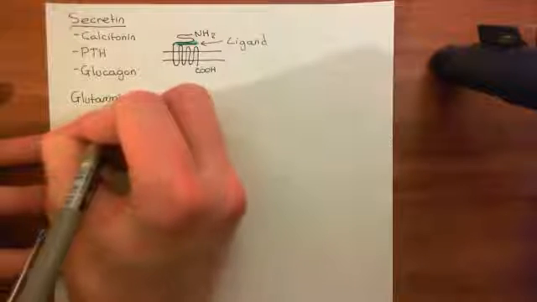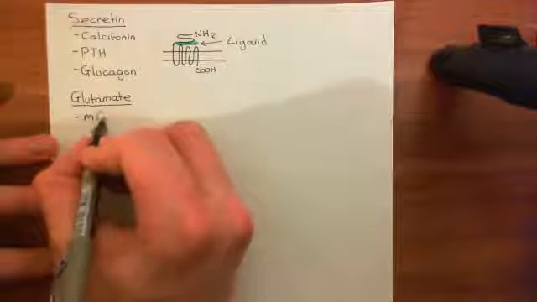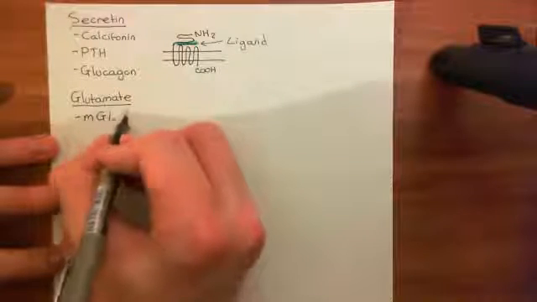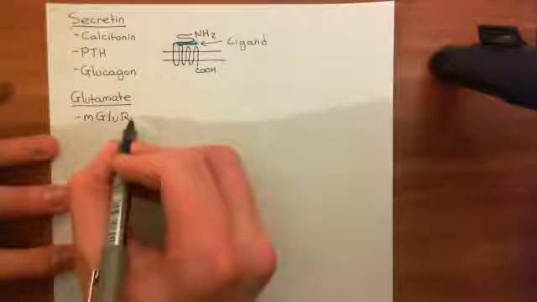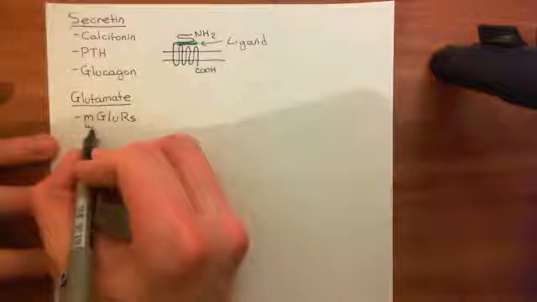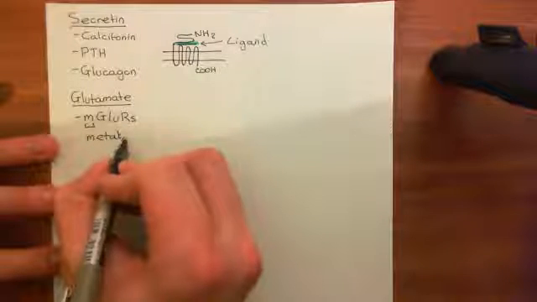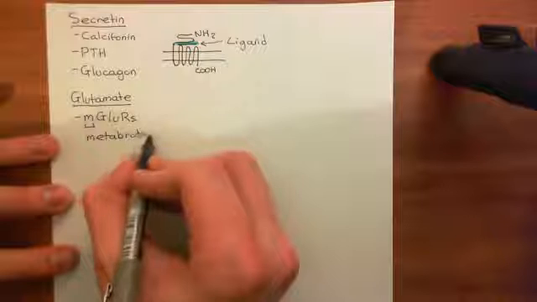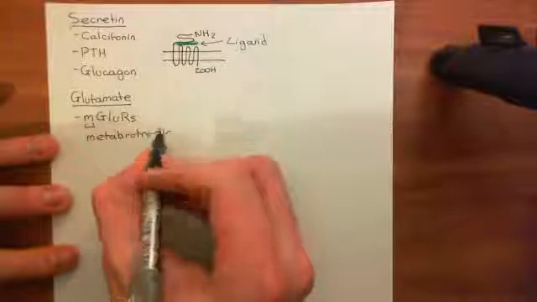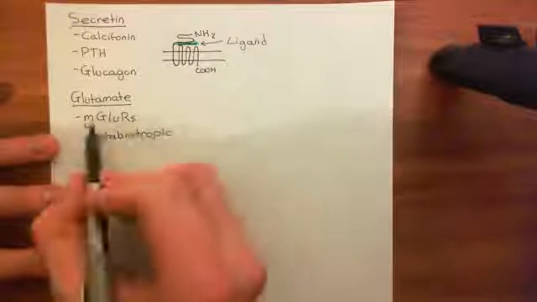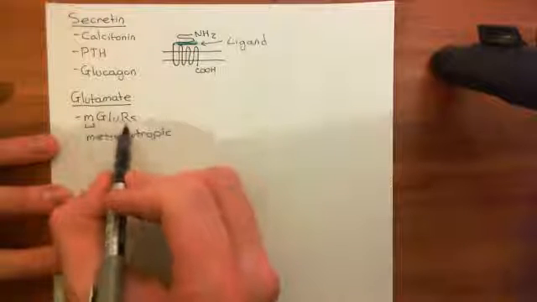Next up is the glutamate family of G protein coupled receptors. Examples of receptors in the glutamate family are the metabotropic glutamate receptors, often abbreviated to mGluRs, where the M is for metabotropic. Another name for G protein coupled receptors in general is the metabotropic receptors. So this means the G protein coupled glutamate receptors.